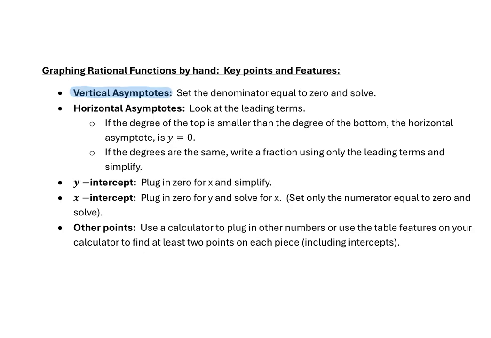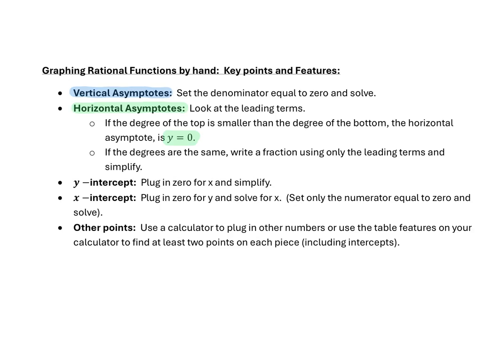The second thing that we have is horizontal asymptotes. And remember that for horizontal asymptotes, we want to look at the leading terms. If the degree of the top is smaller than the degree of the bottom, then we have a horizontal asymptote of y equals 0. If the degrees are the same, then we want to divide the leading terms, and we want to simplify, and we're going to keep whatever that number is.